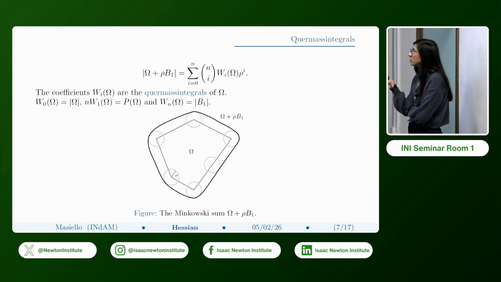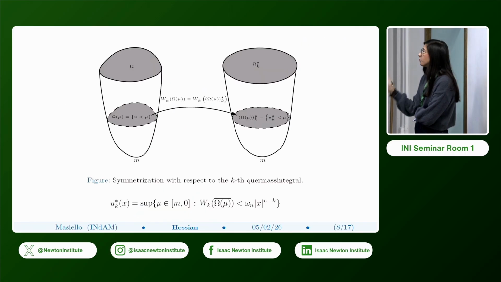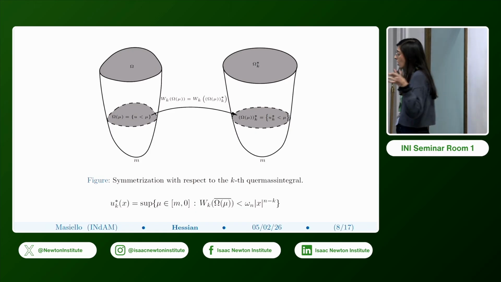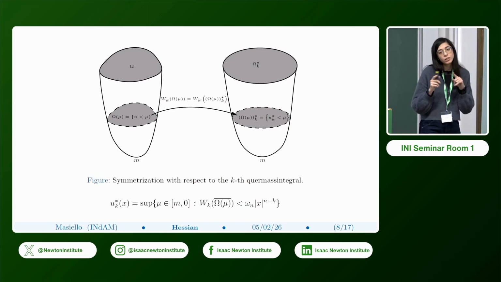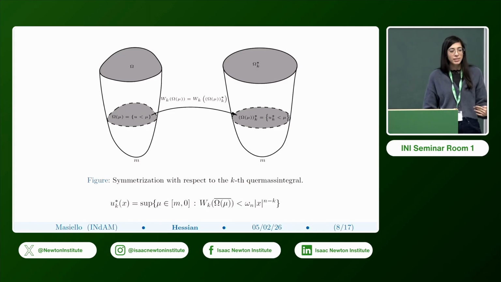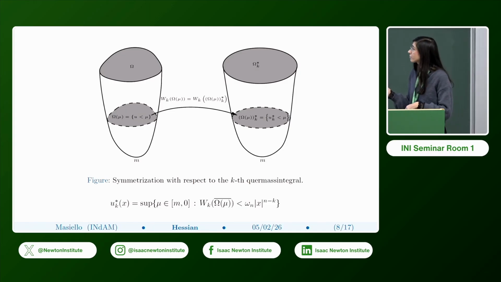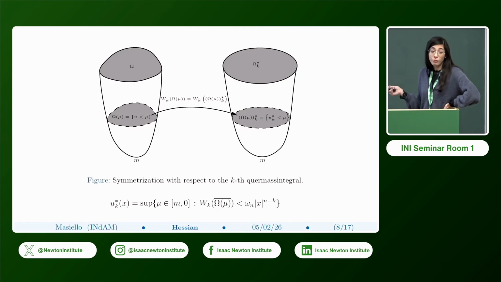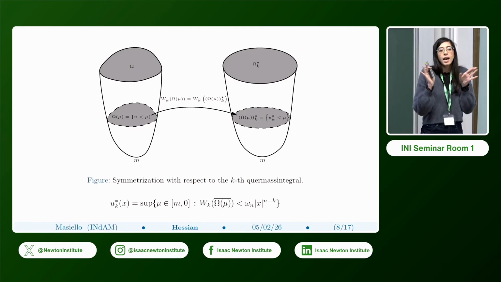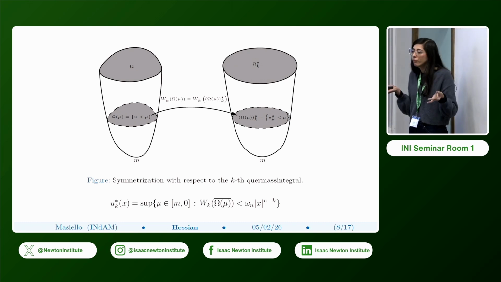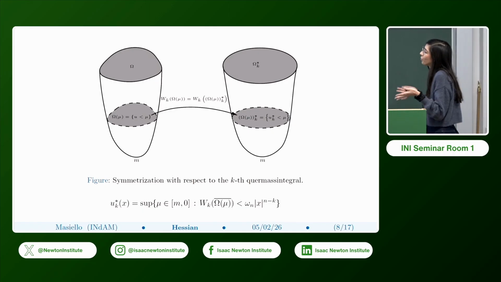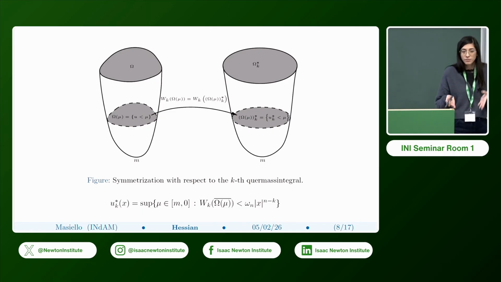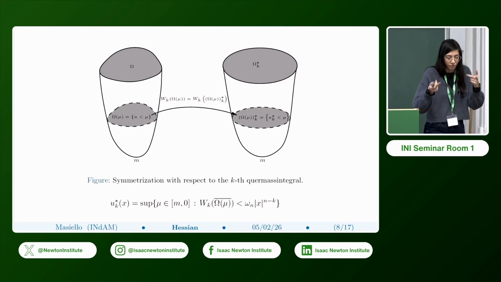And so what you can do, starting from a convex function defined on a convex set omega, you want a convex function in order to have convex sublevel sets of the function. So it's not really necessary to have a convex function, it's enough to have a quasi-convex function in order to define this symmetrization. So what is a quasi-convex function? It's a function whose level sets are convex.